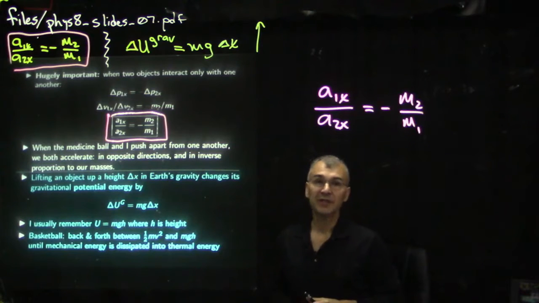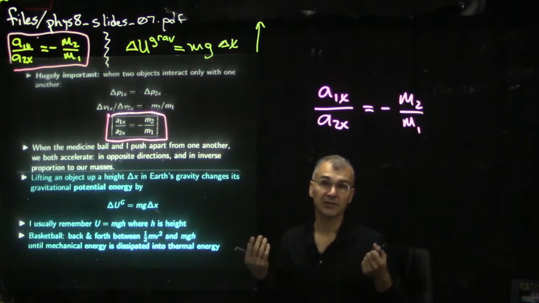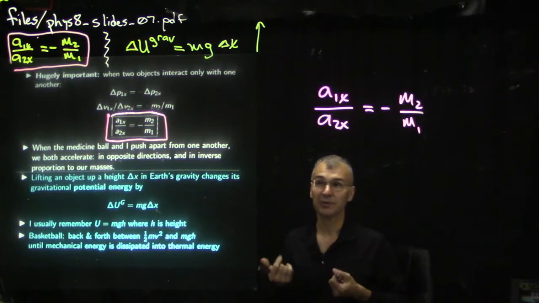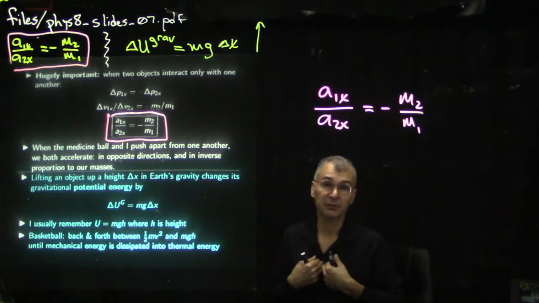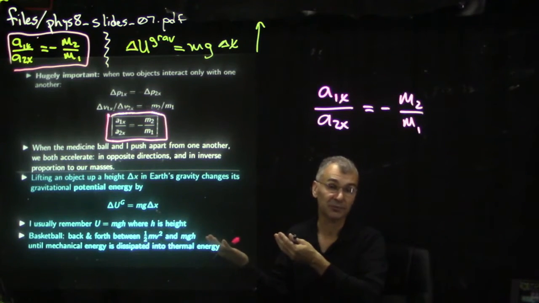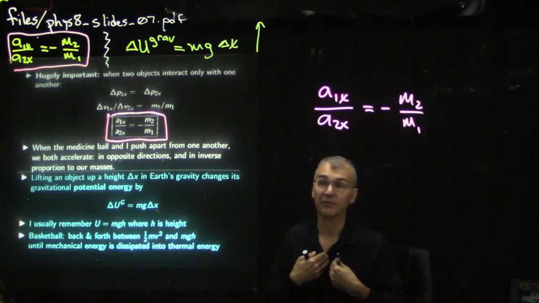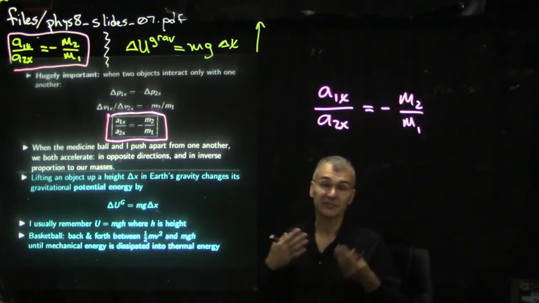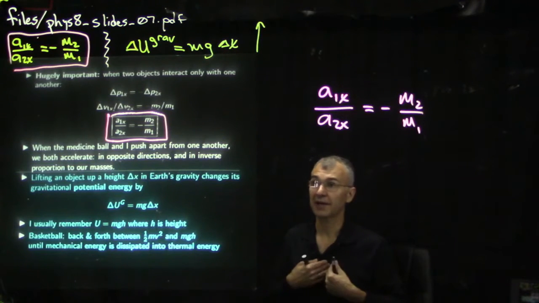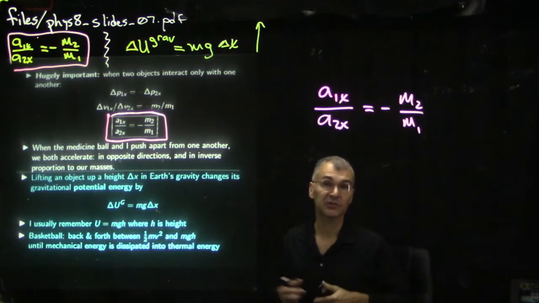And I will show you now a video clip where the medicine ball is, in US customary units, about 15 pounds, and I am about 150 pounds. The medicine ball is actually a little less than 15 pounds, and I'm a little more than 150 pounds. So there's basically an 11-to-1 ratio of my mass to the medicine ball's mass. So it's a little more than 10-to-1.